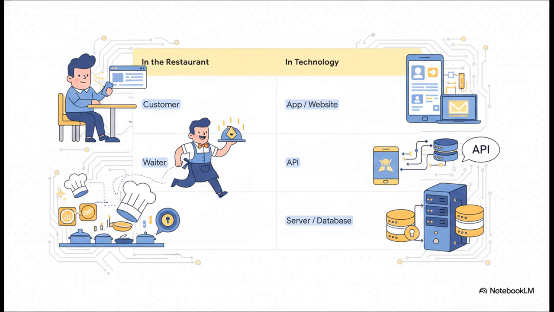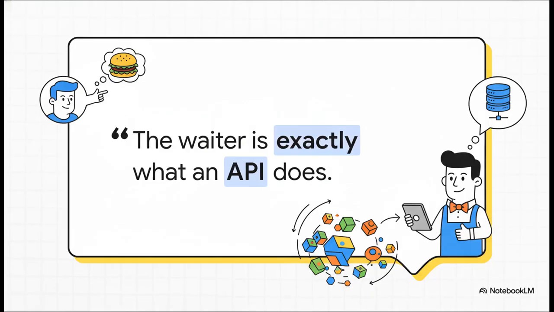And here it is. This is the aha moment. In the world of technology, the customer is the app or website you're using. The kitchen is the server or the database where all the data is stored. And that waiter, the messenger running back and forth, that's the API. Just let that sink in. The waiter is exactly what an API does.